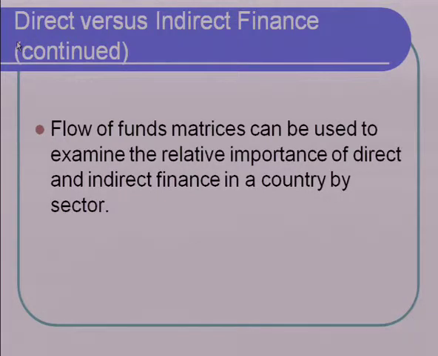In the second half of the lecture, what we're actually going to do is look at the relative importance of direct and indirect finance in the economy. In a sense, we're going to have a look at the relative importance, or not, of financial intermediation in the Australian economy in 2010-11. That's what we're going to do in the second half of the lecture.